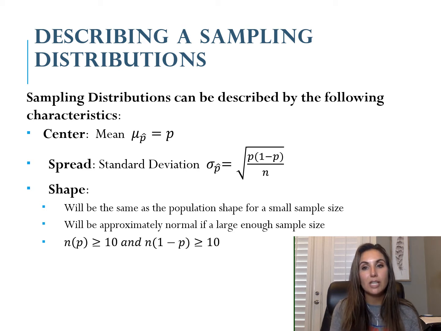And then we have the shape. So the shape's going to be the same as the population for a small sample size. So if you have a small sample size, the shape's going to be the same. So let's say that I said the distribution was skewed to the right. Then your small sample size is going to have a skewed right distribution or skewed right shape.